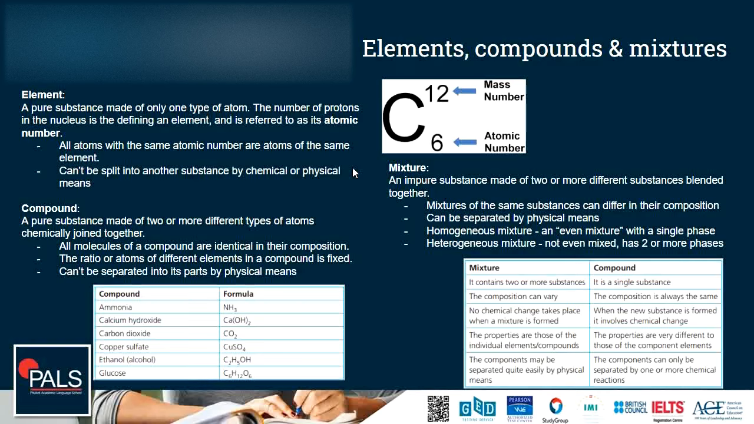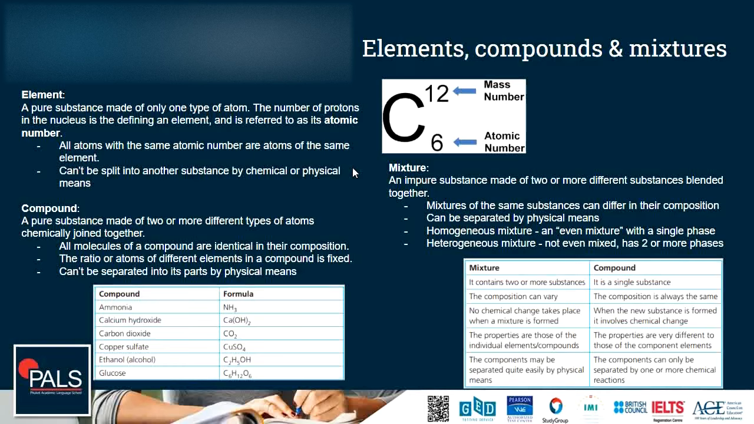Comparing mixtures and compounds: a mixture contains 2 or more substances. A compound is just a single substance made of 2 or more different elements combined together. In mixtures, the composition can vary. The composition in a compound is always the same. The elements are combined in a fixed ratio. In a mixture, that's not the case.